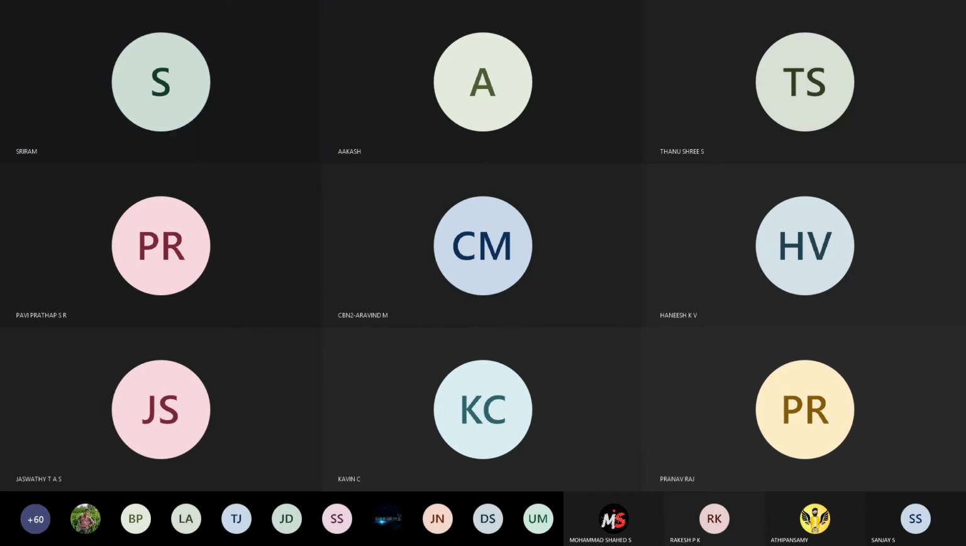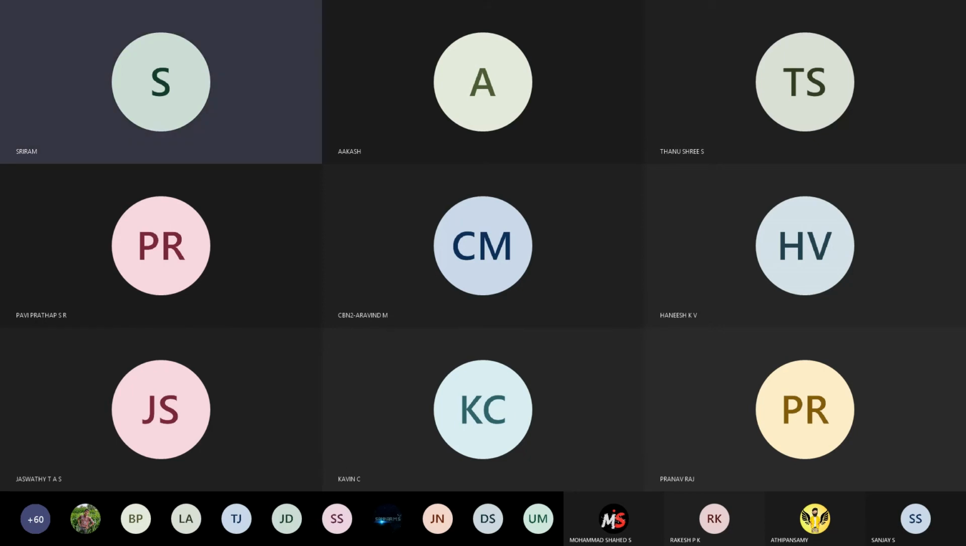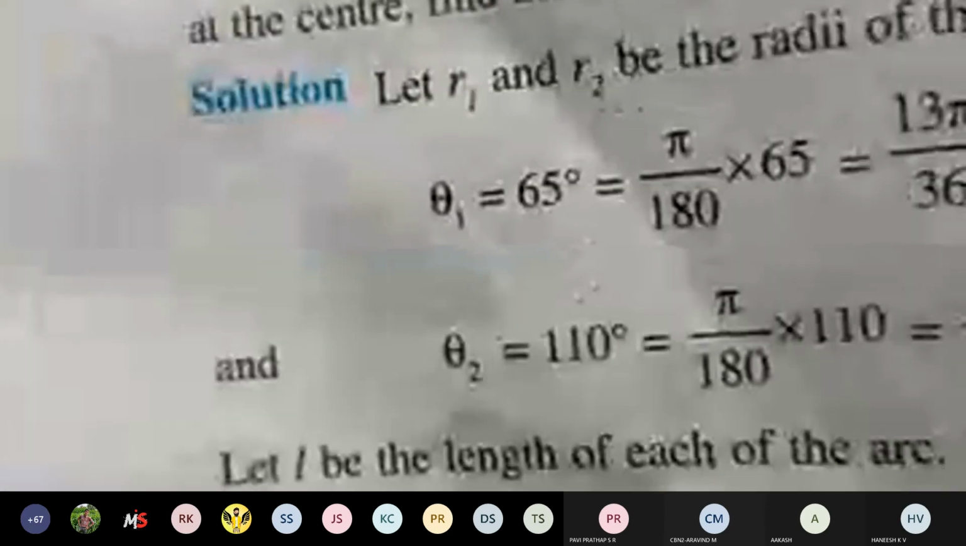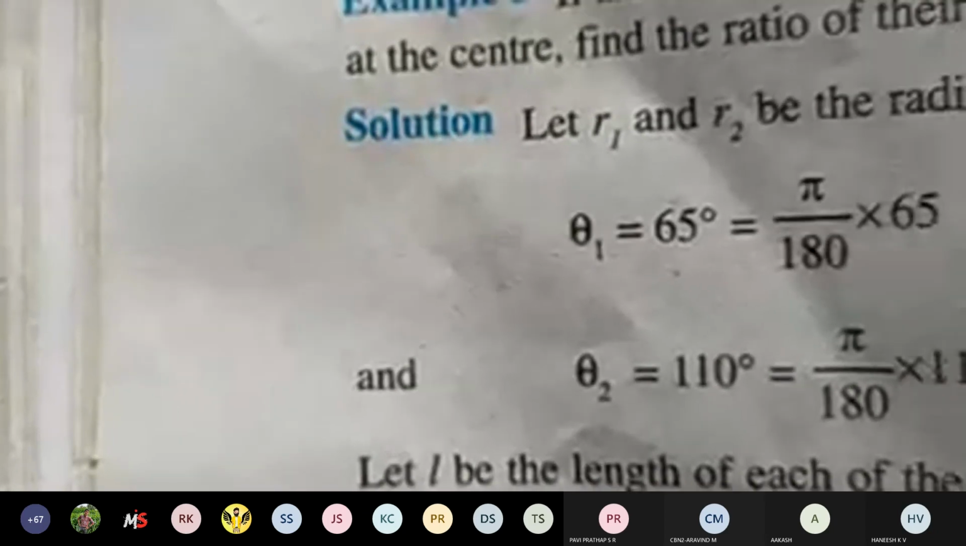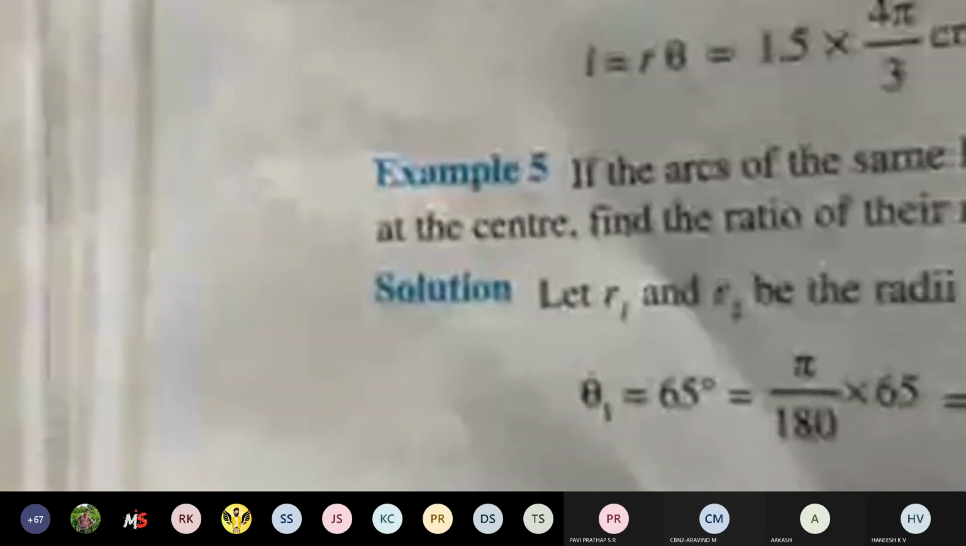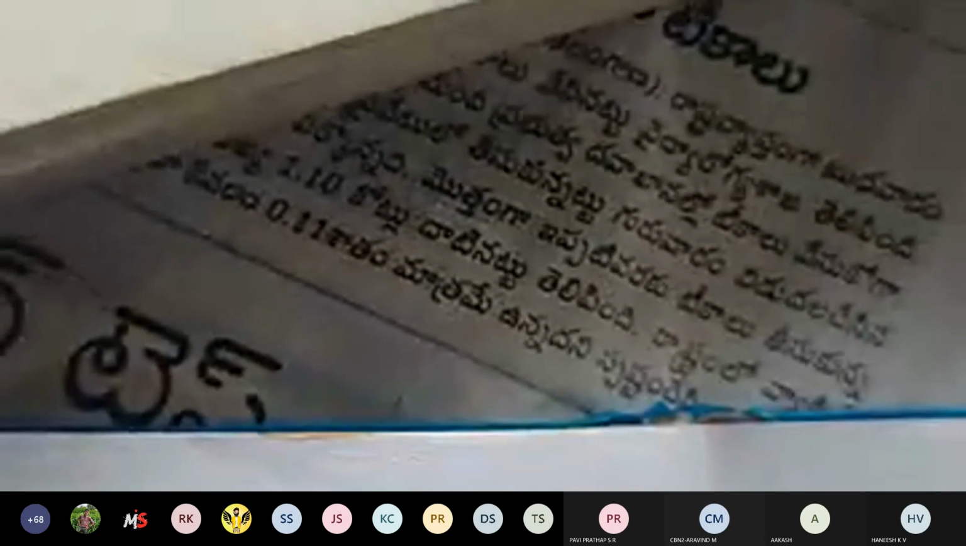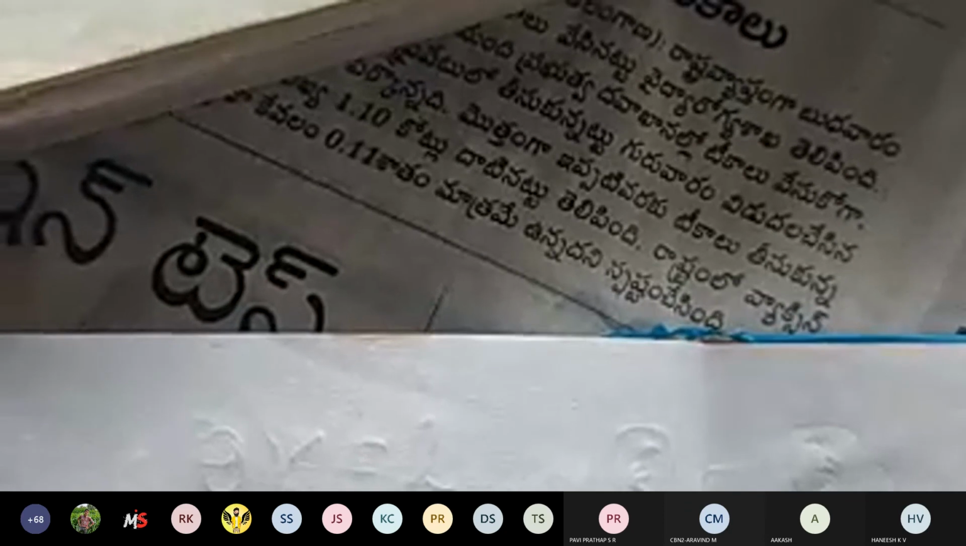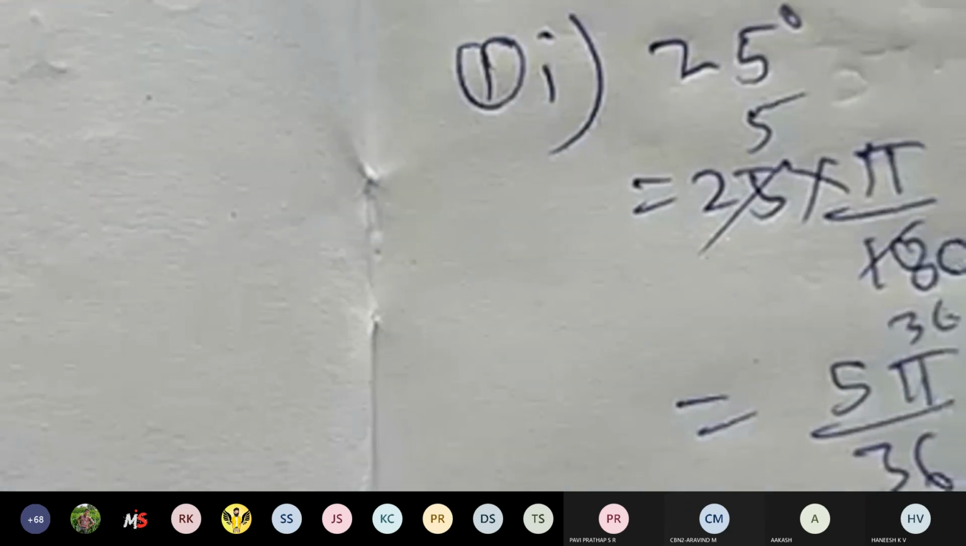Okay. Next, exercise problems. What is it asking? See, first problem: find the radian measure corresponding to the following degree measures. First one, 25 degrees is given. 25 degrees means here what can you write? 25 into pi by 180, so radians you can convert. So 5 pi by 36. Okay.